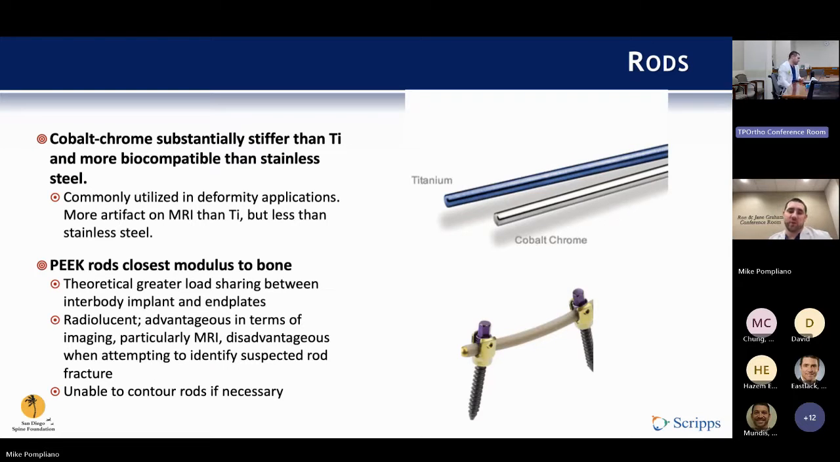PEEK is very similar to bone, but this is important because it can provide a greater load sharing between the interbody as well as the end plates. It's radiolucent, which is advantageous for postoperative imaging. And then it does have very big limitations with respect to rod contour and bending ability.